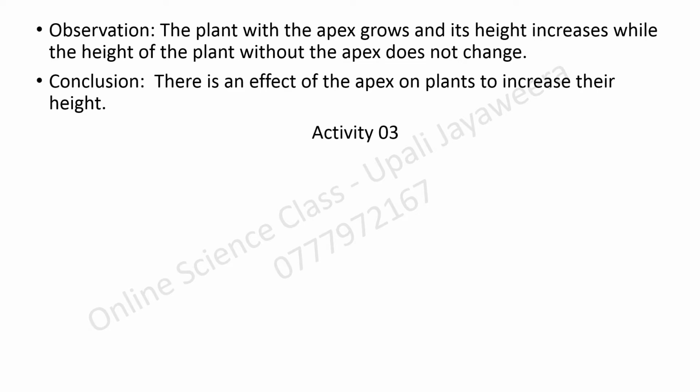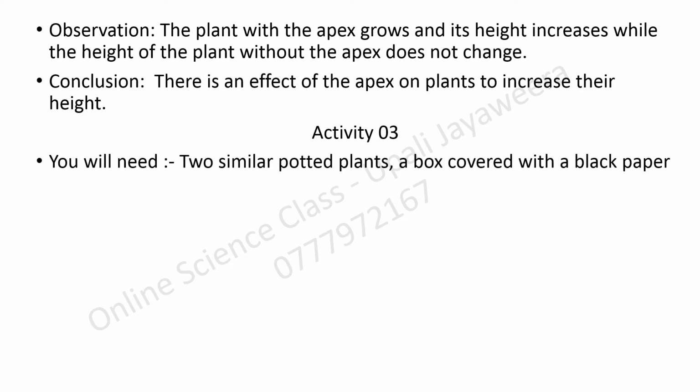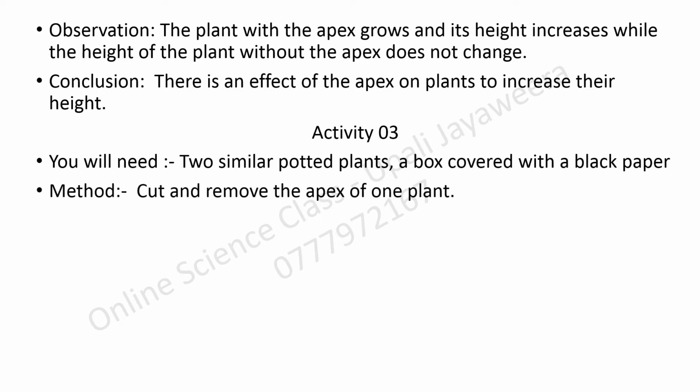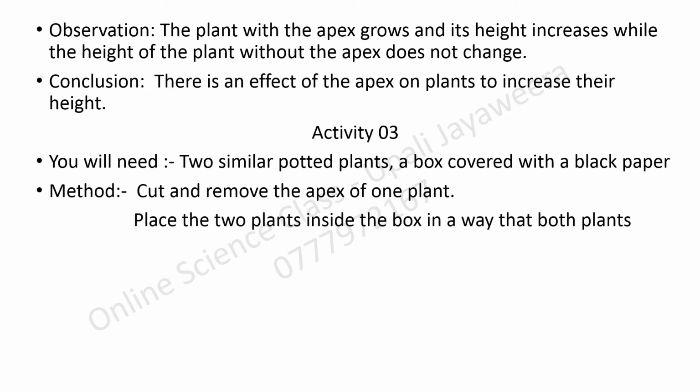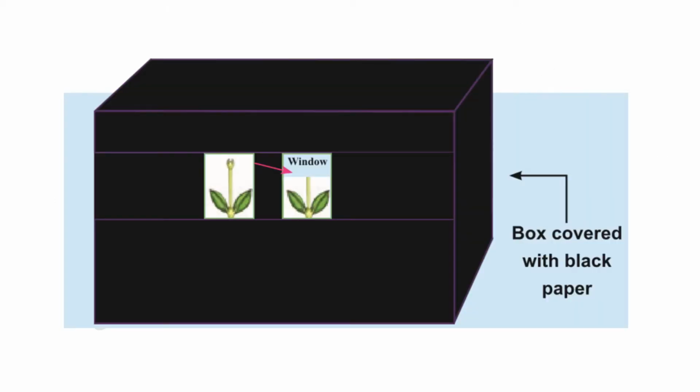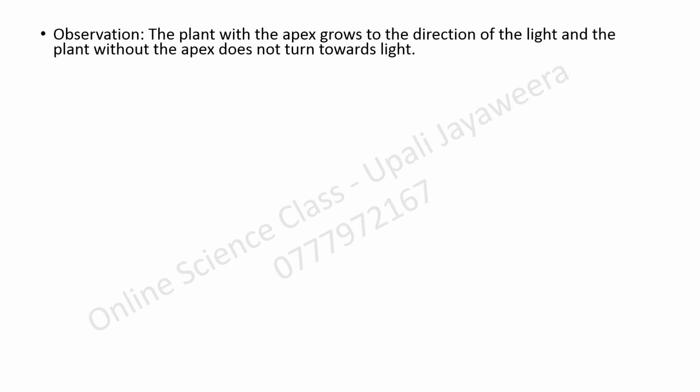Now we'll refer to activity 3. You need two similar potted plants and a box covered with black paper. Cut and remove the apex of one plant. Place the two plants inside the box in a way that both plants get light only from one direction. So you can arrange the setup like this. Then you can get your observations.